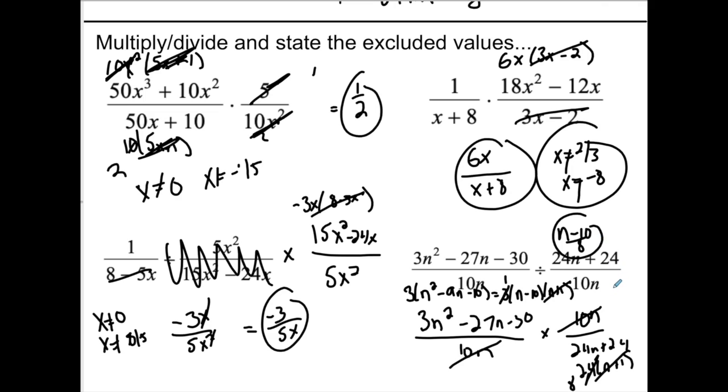Excluded values: n cannot be equal to -1. It cannot be equal to 0. It cannot be equal to 10. Because -1 makes this 0, 10 makes this 0, -1 makes this 0, and 0 makes that one 0.